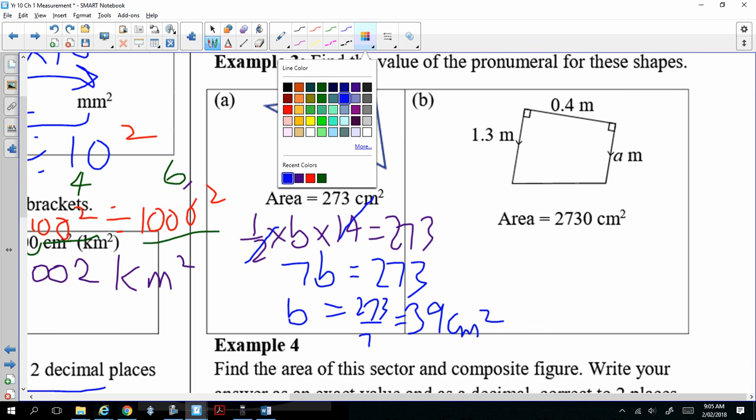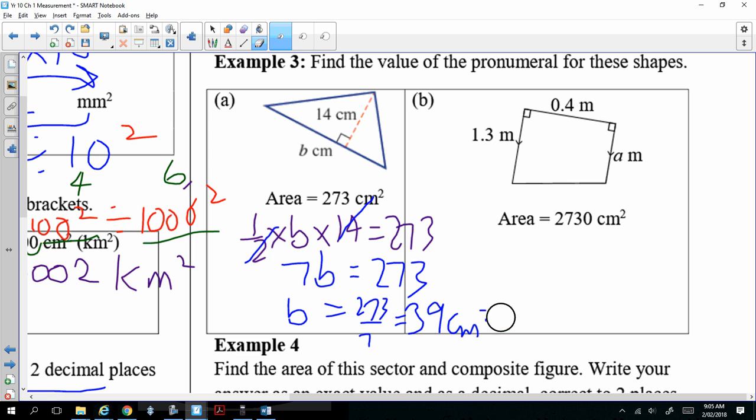Oh, oops, sorry about that. Okay. Yeah, it's length, not area. Okay. All right. Correct the mistake on my booklet. Okay, good. All right. Let's do the next one. Very good.